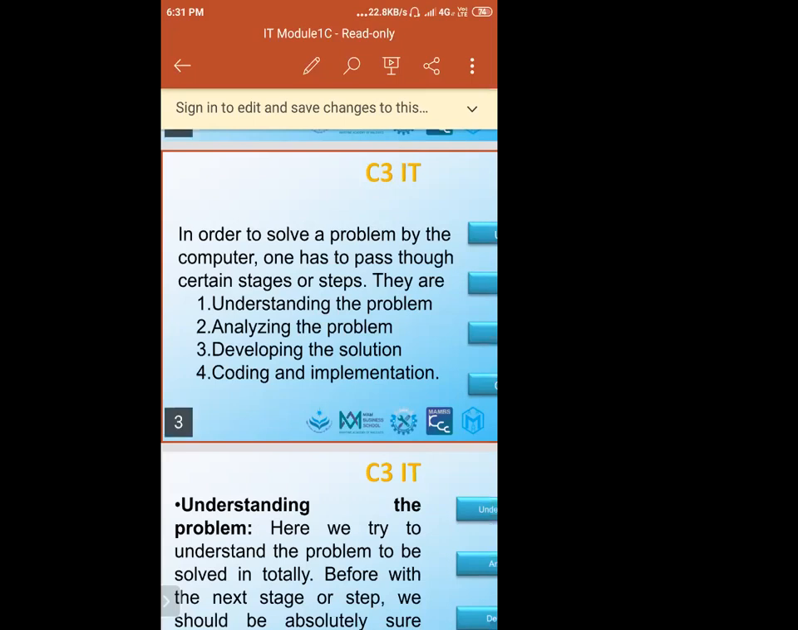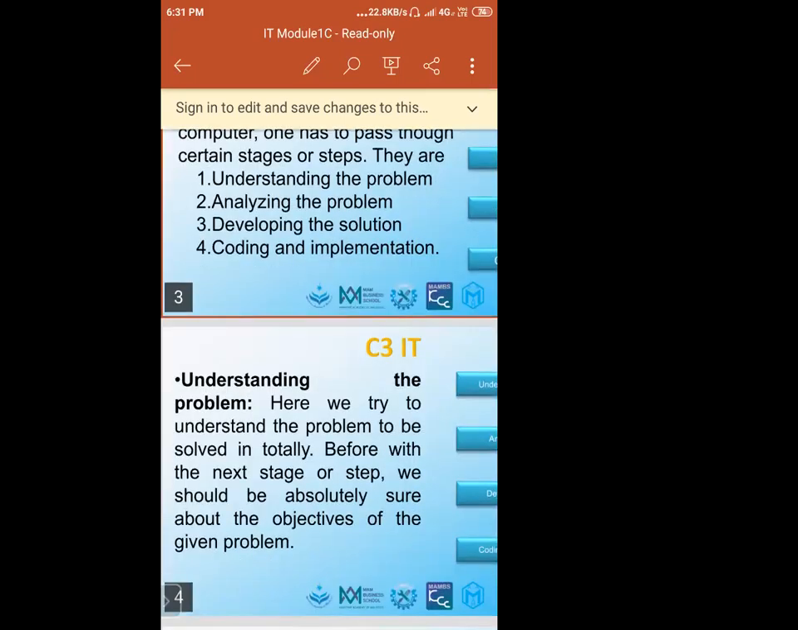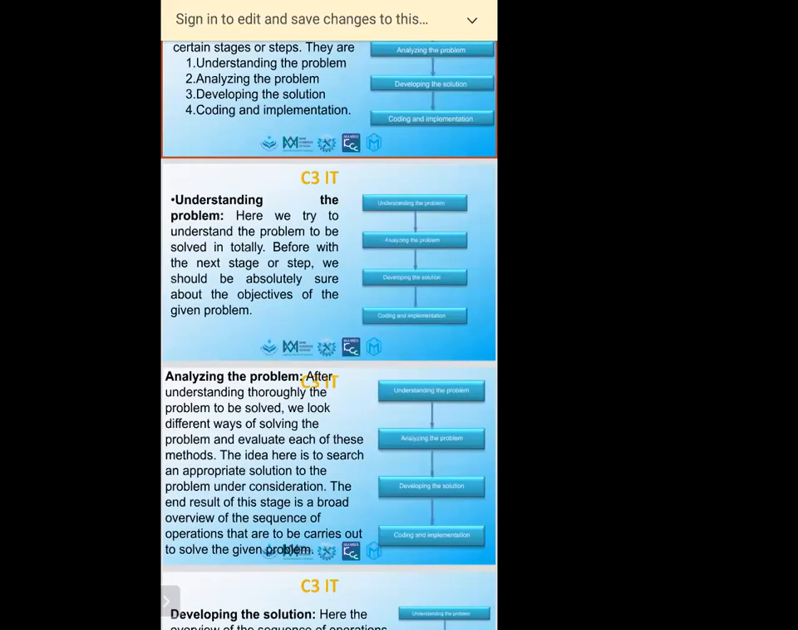So first we go to understanding the problem. Here we try to understand the problem to be solved in totality. For example, you are going to solve any problem. First you have to understand the problem. What is happening there? Why are they telling you this is the problem? Before the next step, we should be absolutely sure about the objectives of the given problem.